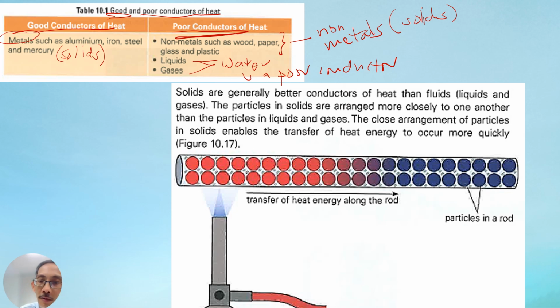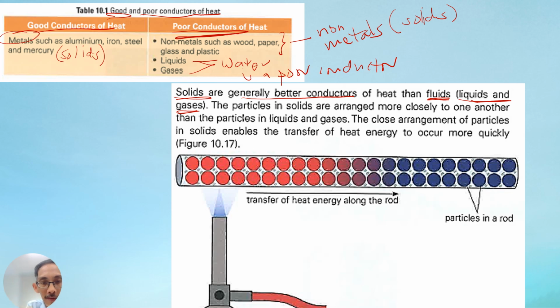Okay, now let's go further down to look at this part, which is a bit more detail on how solids generally are better conductors of heat than liquids and gases. Okay, when you see the word fluids here, it means liquids and gases. This one word represents both.